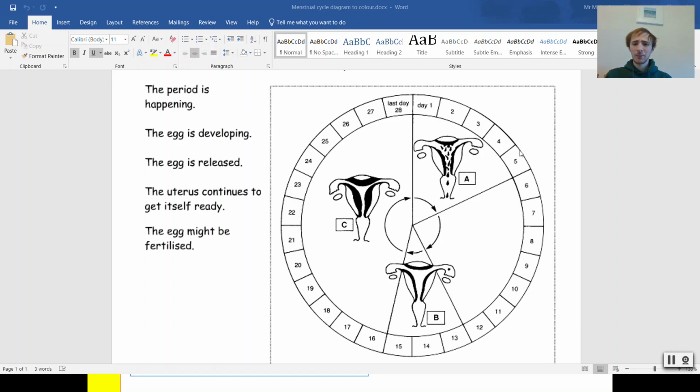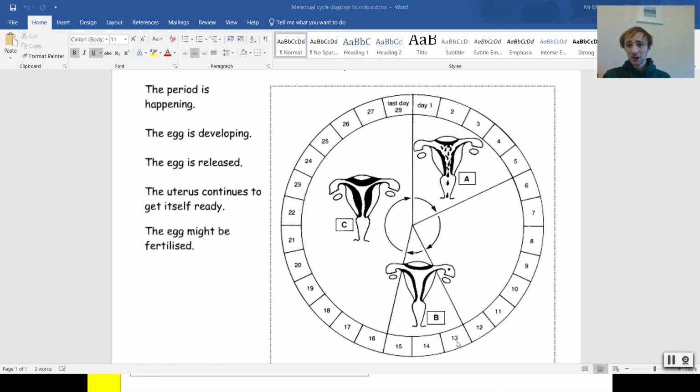The egg is developing. Now let's take a thought for you. You know the egg will release between day 13 and 15. You know the dead egg will release the body at day 5. Therefore, the egg must be developing, and the new egg is developing between day 6 and 12. So this bit here, day 6 to 12, is when the egg is developing. The egg is released, again, anywhere from day 13 to 15.